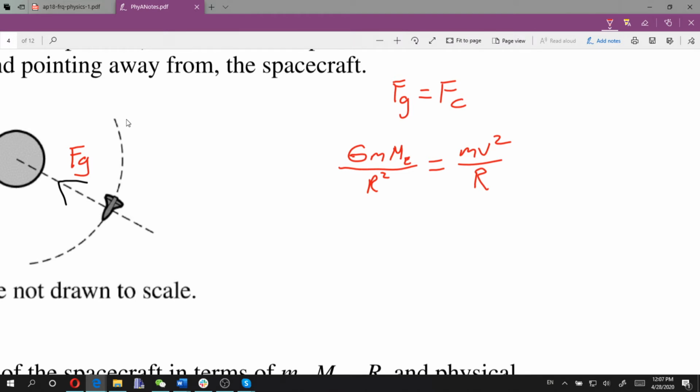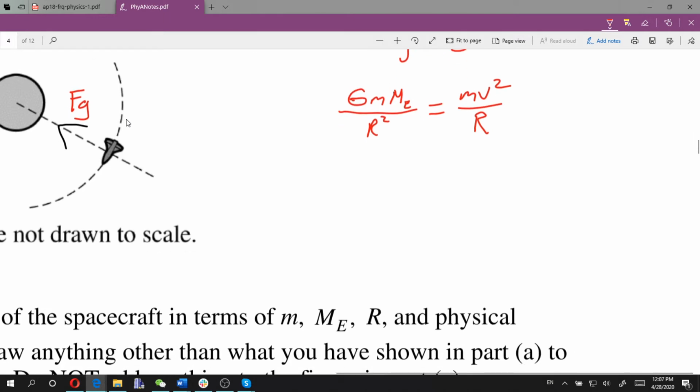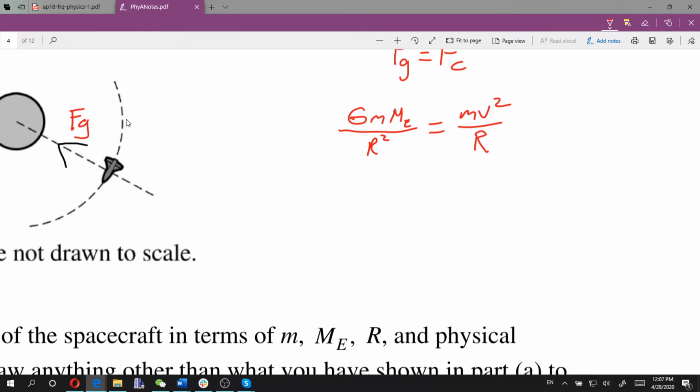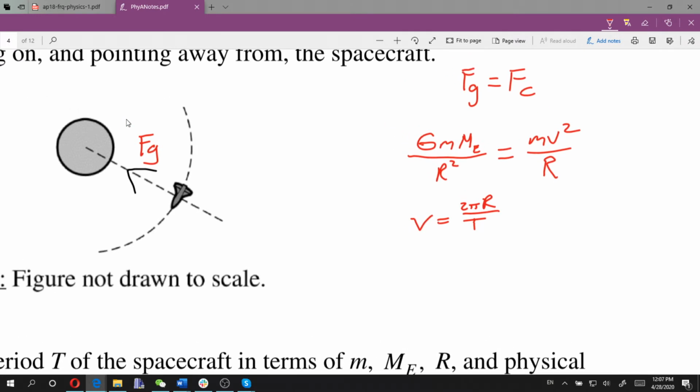I need to get rid of v, I think. Yes, so I can't have a v in our equation. So what's v? 2 pi r over the period. Okay, now this r is my radius, my distance from here to the center. So that is still the same. Okay. So that gives us G m m_E over r squared equals m over r times 2 pi r over T squared.